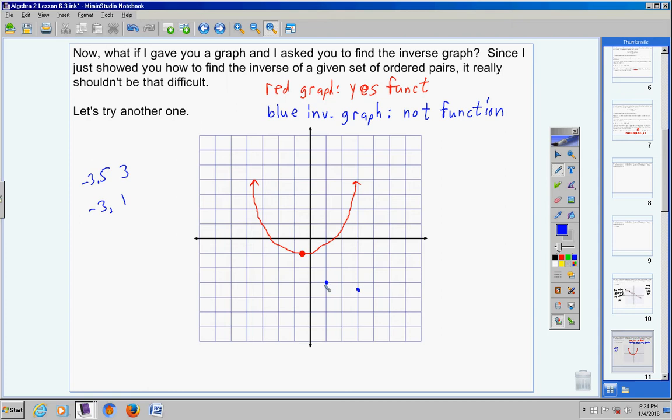Alright, let's jump onto the vertex here. The vertex looks like it's about negative 1/2, and it's down 1. So we're going to use negative 1, negative 1 half. So about right there. Alright?